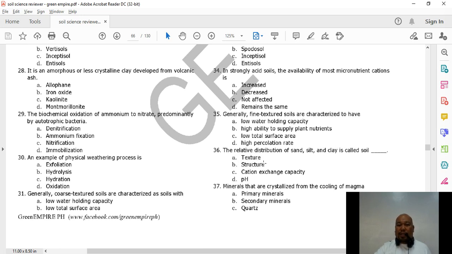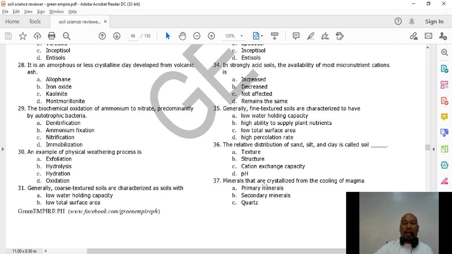Structure is a description or a term that relates to how these individual soil particles are arranged. Cation exchange capacity is the capacity to exchange cations, which I mentioned earlier. Mama Lesna can elaborate on that. pH is the power of hydrogen ion concentration. So these two are close, but the correct answer should be texture. We already adequately described structure, CEC or cation exchange capacity, and pH.